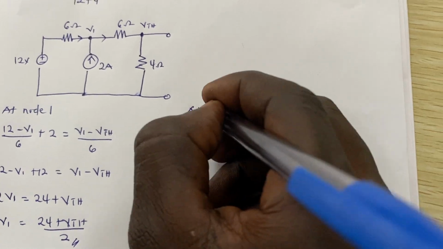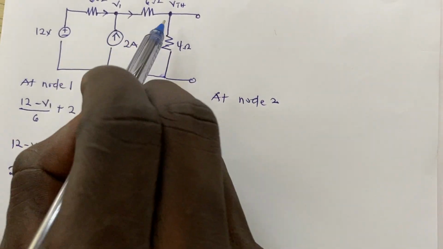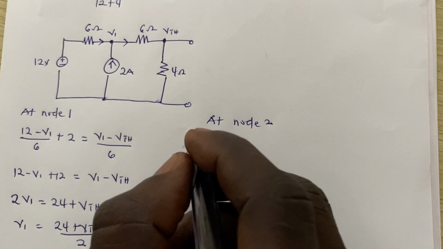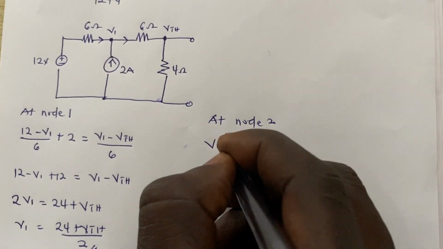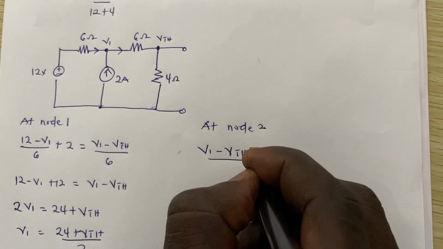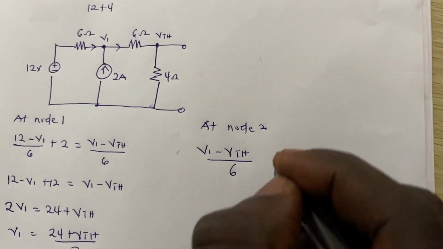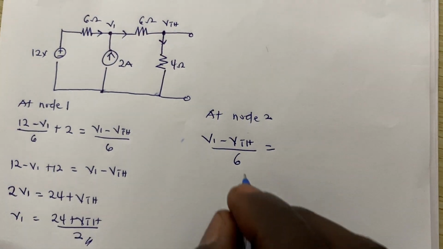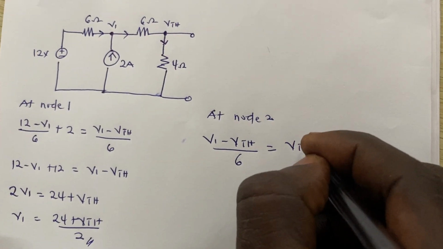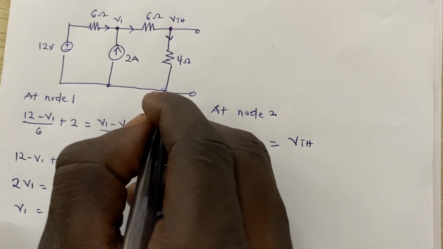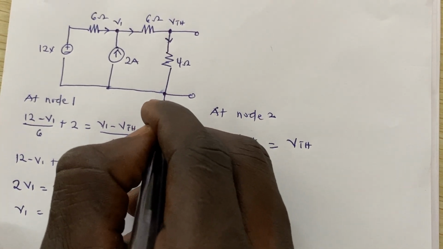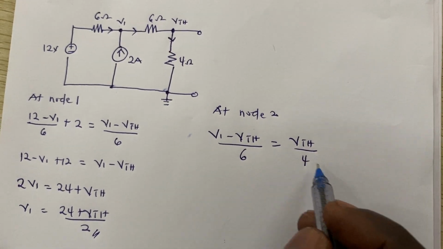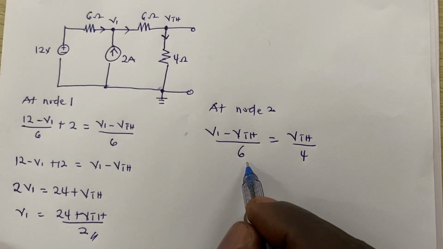And then at node 2, which is this side, already this is flowing into this node, right? So we are going to get V1 minus VTH over 6, and it's equal to, because we are going to also assume that this is leaving, right? And this is going to be equal to VTH minus the reference node, which is going to give us 0, and then we can choose to just write VTH, right, divided by 4, right? And the LCM of this is going to give us 12, so we can just cross multiply.